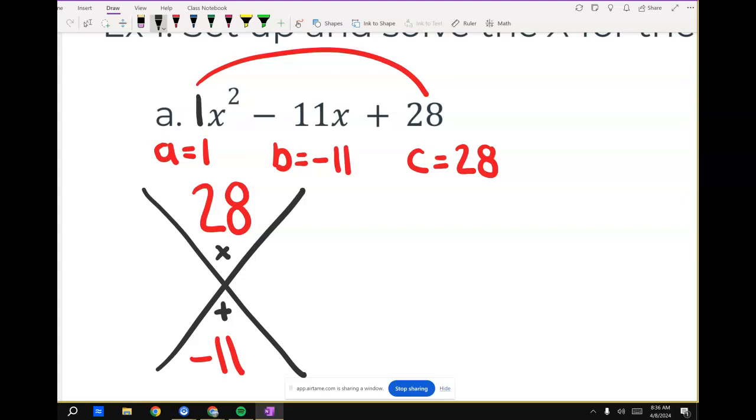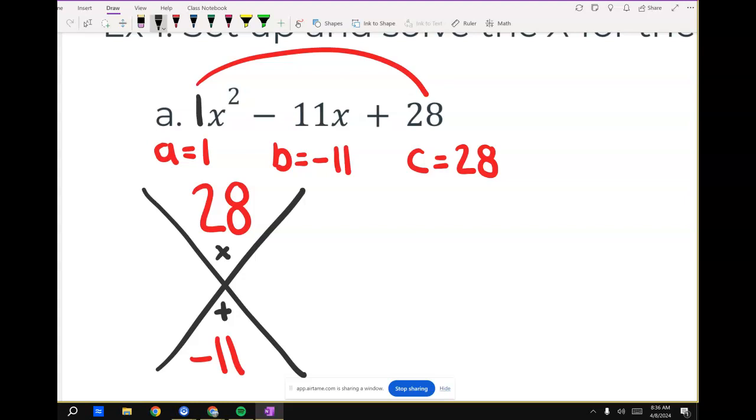Our options for 28 are 1 and 28, 2 and 14, 4 and 7. We're looking for which one we can make add to negative 11. All these numbers are positive on the yellow sheet, but they add to a negative number. The only way we can multiply to get something positive and add to get something negative is if they both are negative numbers, because a negative times a negative is a positive, but a negative plus a negative is still a negative.